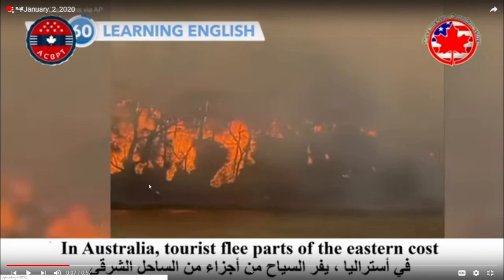Tourists flee parts of the eastern coast destroyed. Okay, news story. So in Australia, tourists, السياح, flee, يفرون, parts, أجزاء, of the eastern coast, الساحل الشرقي. Eastern, الشرقي. Northern, الشمالي. So eastern coast, الساحل الشرقي. Clear? So in Australia.